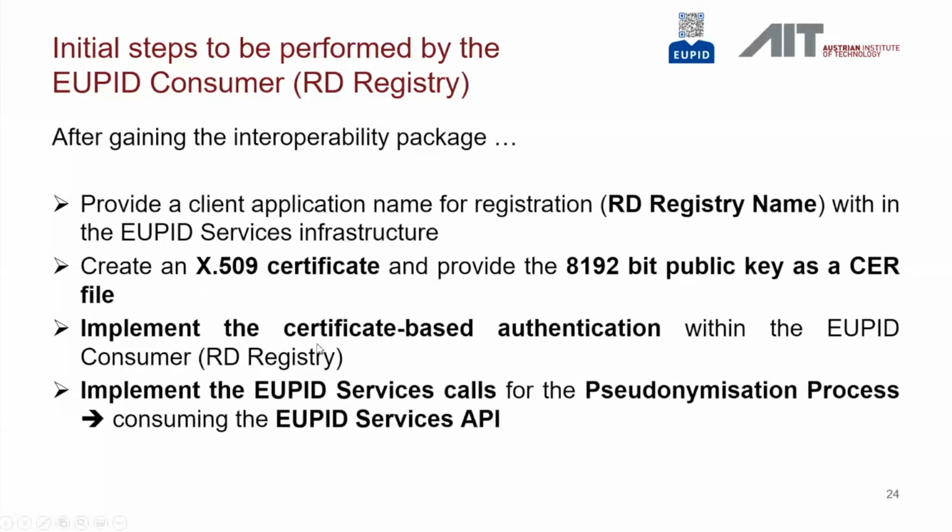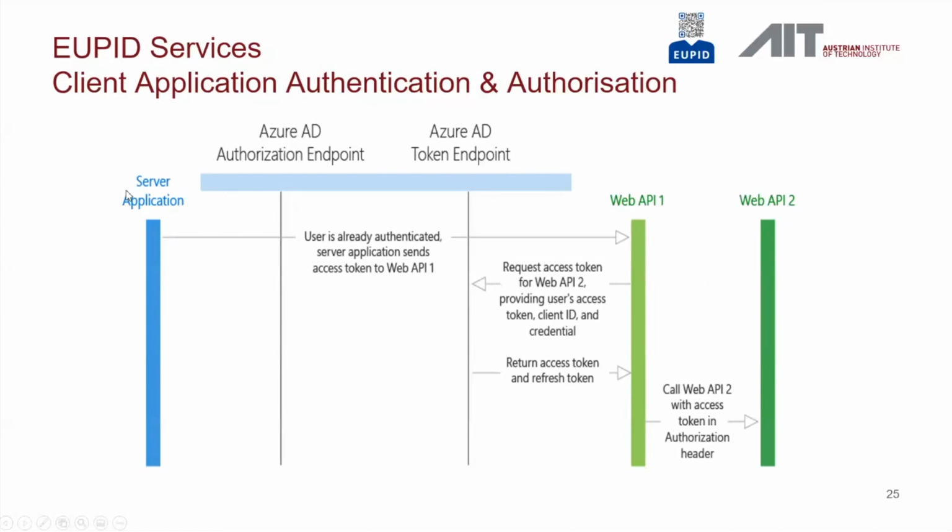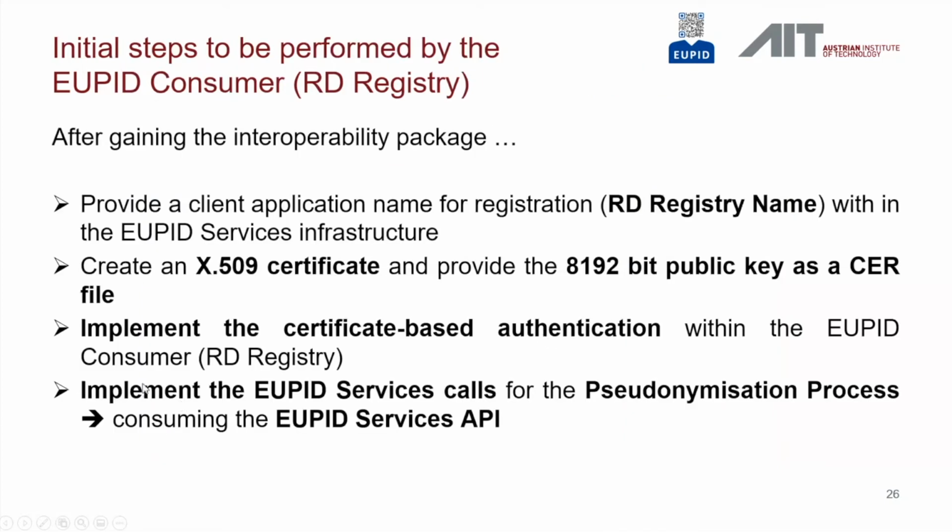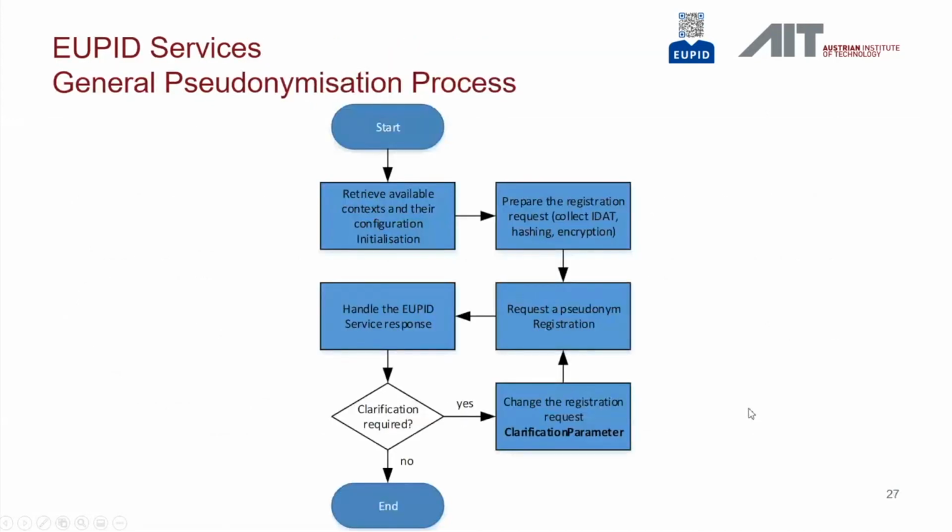First of all, you have to implement the certificate-based authentication within your rare disease registry. That means you will do that against something called the Azure Active Directory authorization endpoint, and you will then be provided a token, and with this token you can then access the EUPID services. This is all specified within the EUPID consumer specification and other documents you will be provided with. So the next step is you have to implement the EUPID services calls. These are the calls for the initialization and for the registration. And this pseudonymization process looks like this.